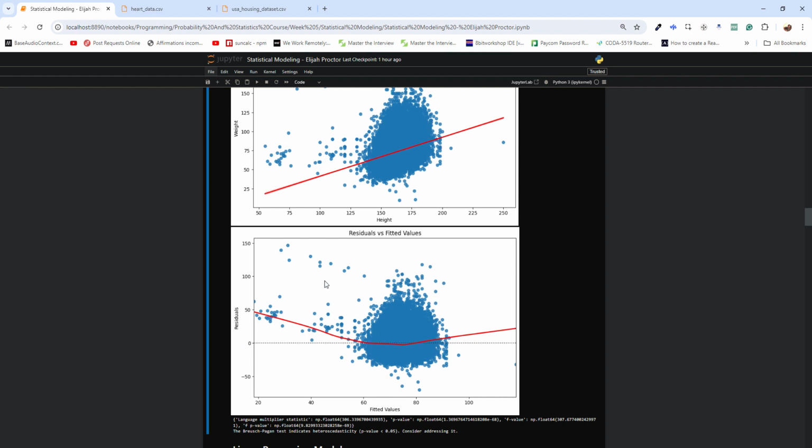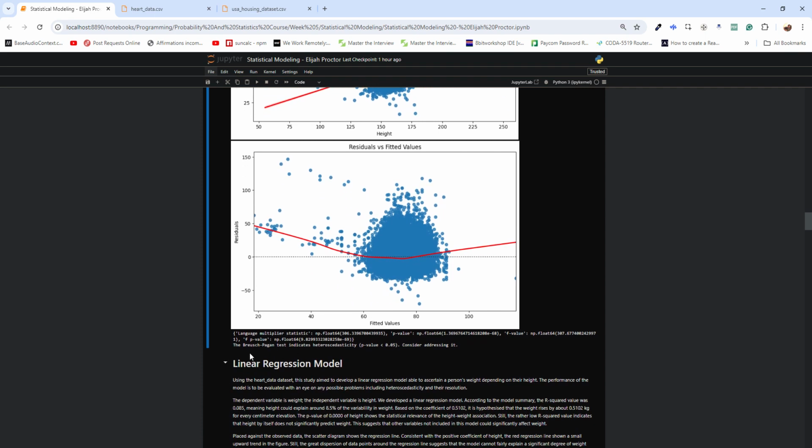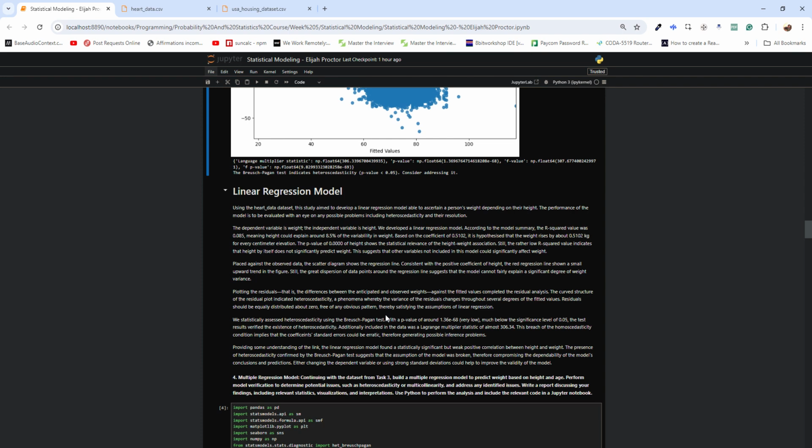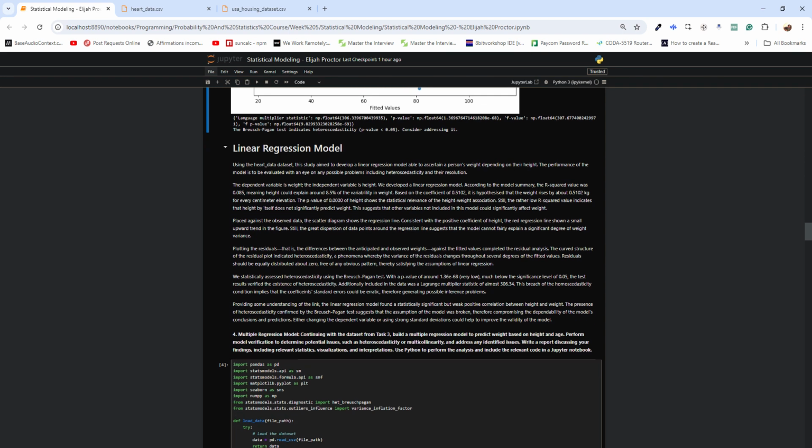In our residuals plot here, we output that the Breusch-Pagan test indicates heteroscedasticity because the p-value is less than 0.05, and so we should consider addressing it. So let's go over our report really quick. Our report is attempting to create a linear regression model that predicts a person's weight based on their height.